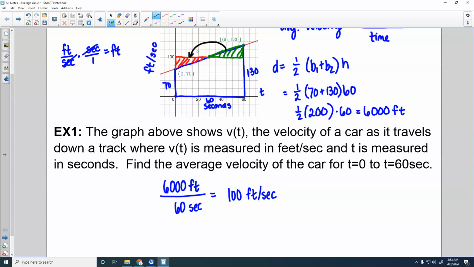So the car accelerating in this manner would be the same as if it was just going 100 feet per second the entire time, right? If it was going 100 feet per second for 60 seconds, we'd just do 100 times 60, which gives us 6,000 feet. So that's the idea of what is happening here. You're trying to find that number that would turn this into a rectangle that has the same area as the area under the curve. Okay, questions?